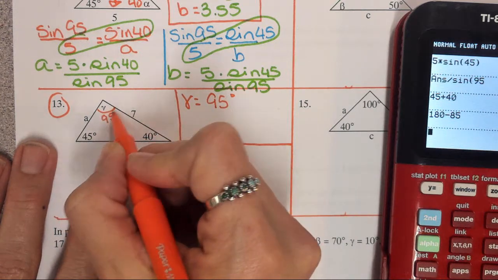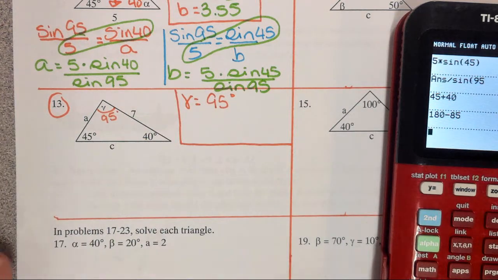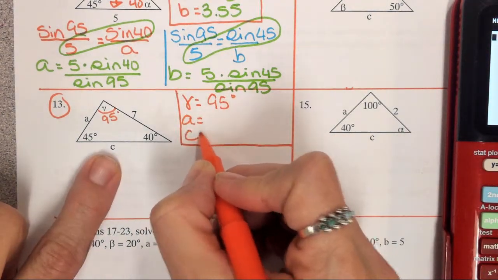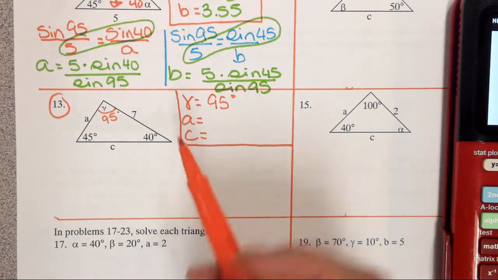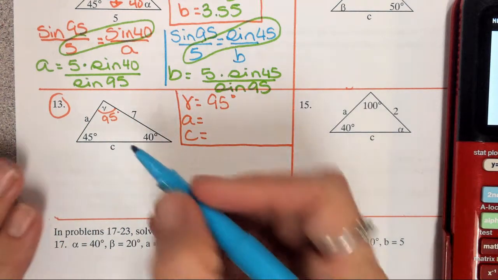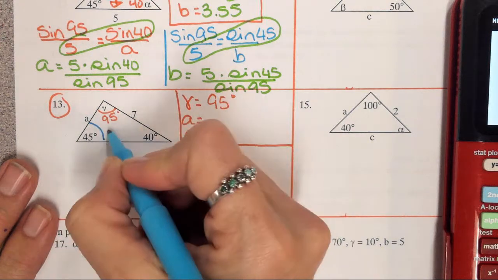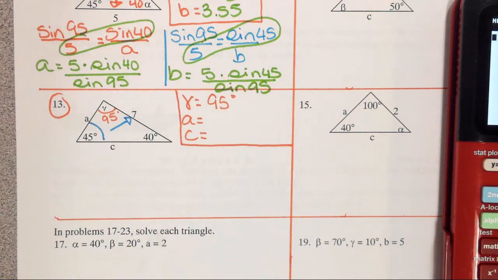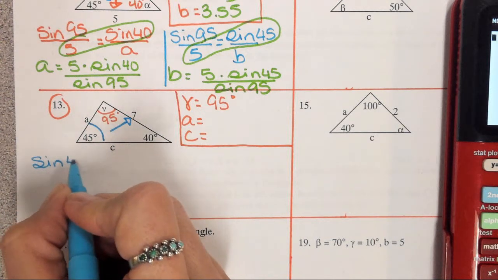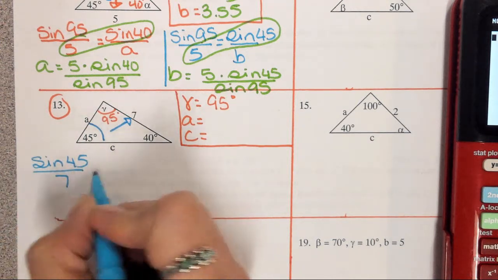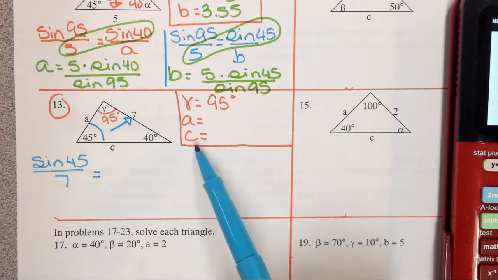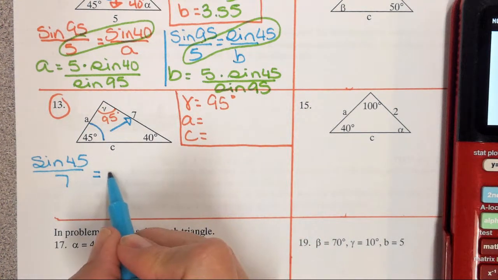All right, now I'm going to go set up my ratio. I'm going to find A, and I need to find C. So first thing I do is I look at my problem, and I try to find an angle and an opposite side. So 45 degrees is opposite 7, so that's going to be my first fraction. So sine of 45 over 7 is equal to, we have to decide if we want to find A or C. I'm going to find A first.